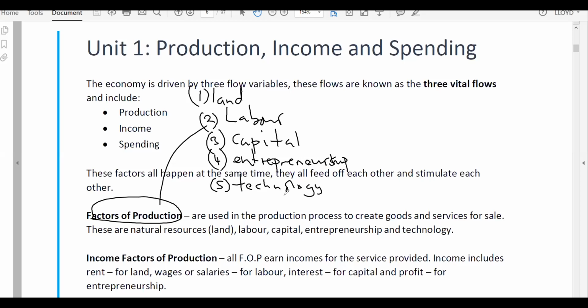So what's important for you to remember is that a factor of production is something that is used up in the production process to create goods and services. So when these factors of production are used up, they generate income. Remember we said production generates income. So when a factor of production is used up, it generates income to whoever is selling that particular factor of production.